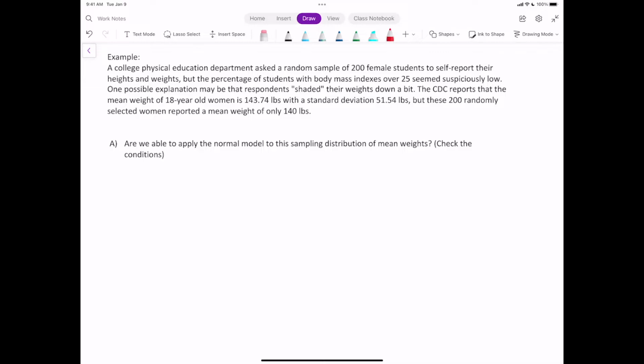What we want to know first of all is, are we able to apply the normal model to this sampling distribution of mean weights, aka check the conditions? All right. Well, first of all, let's talk about independence. Because the students were sampled randomly, we have a random sample, which means, yes, we are independent. So the independence comes from, once again, the randomness.